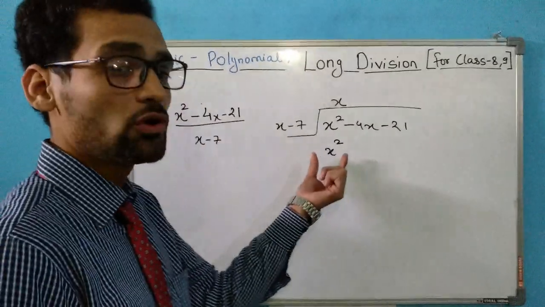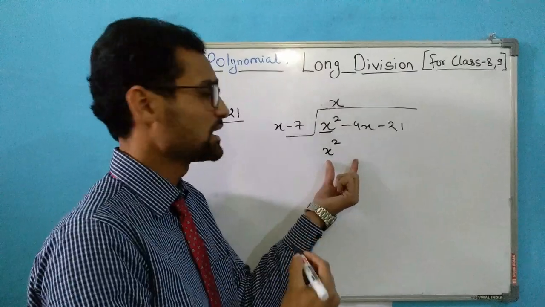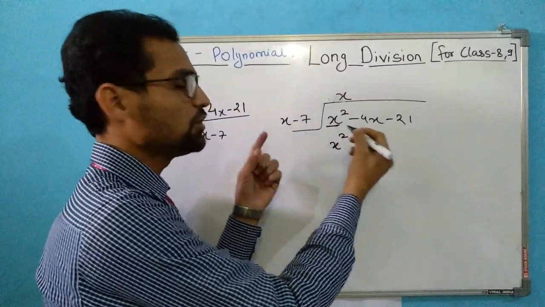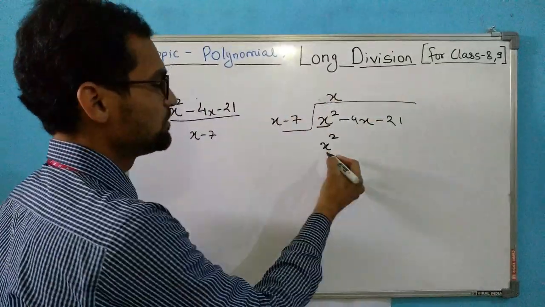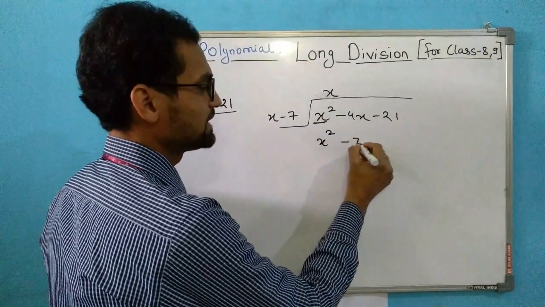We always have to look for the first term. हमें first term हटाना है, यहाँ से first term subtract करना है. We don't have to look for 7. 7 will automatically adjust, but we always have to look for the first term. Okay, so x into x will be x square and x into minus 7 will be minus 7x.